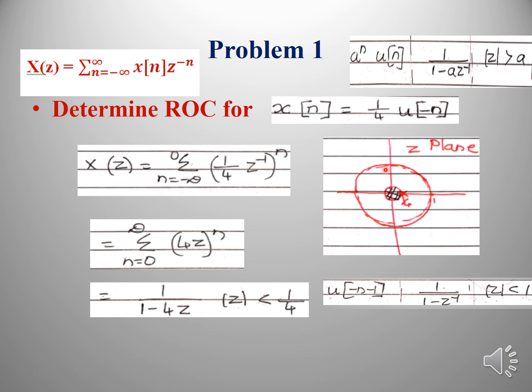Since it is a left-sided sequence, we need to identify the pole, which is at 1 by 4. We have identified the unit circle here. This is our pole, which is lying at 1 by 4. So the region of convergence is all the area inwards from 1 by 4 to z equal to 0, as shown in the black region here.